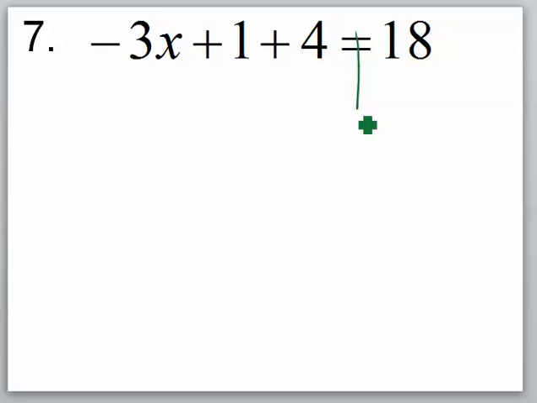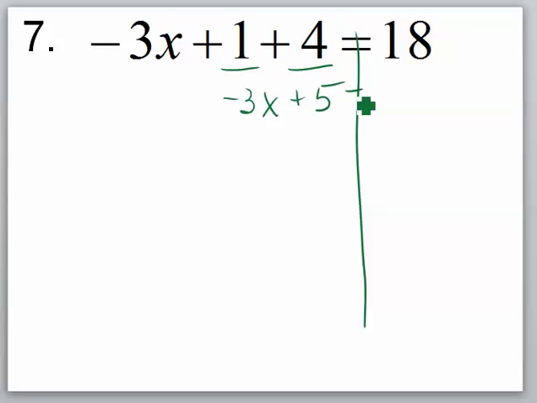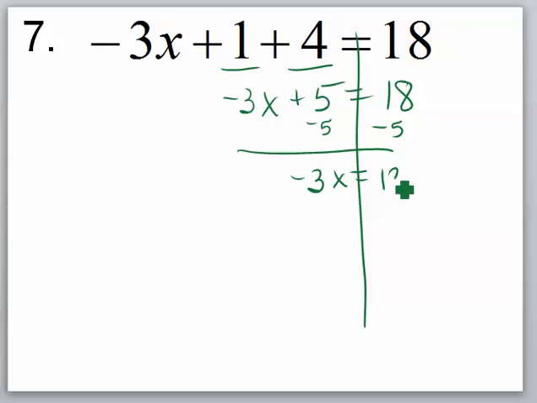Next problem, I can combine the 1 plus the 4 together, which will give me a 5. I can get rid of the positive 5 by putting a negative 5 on both sides. And then I can divide by negative 3 on both sides. 3 does not go into 13 evenly, so I end up getting the answer negative 13 over 3.